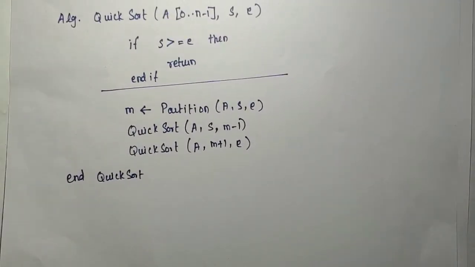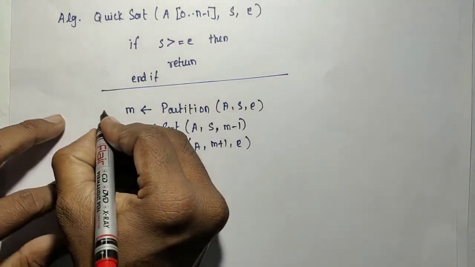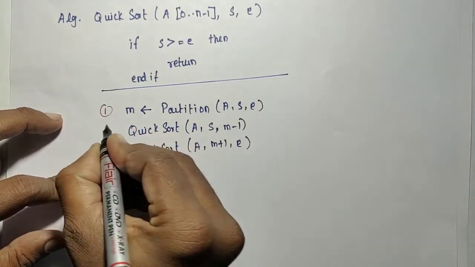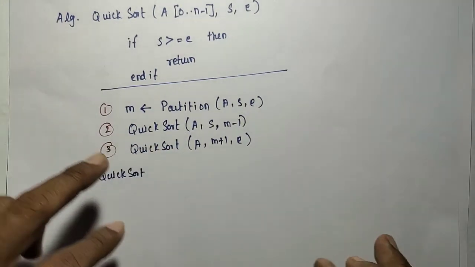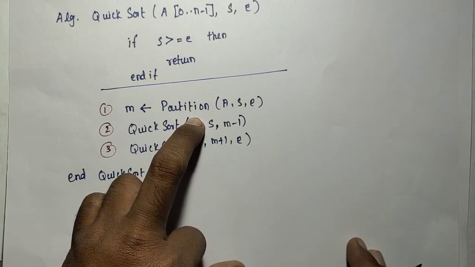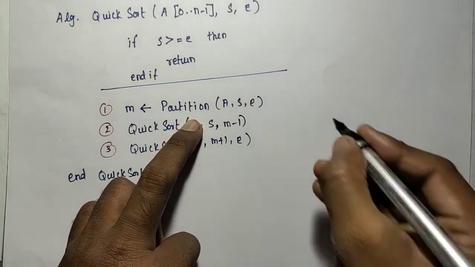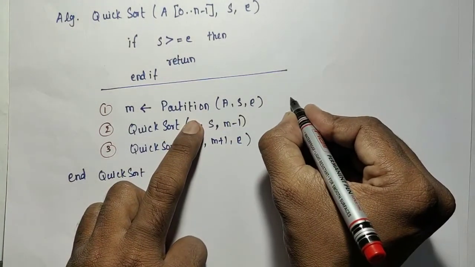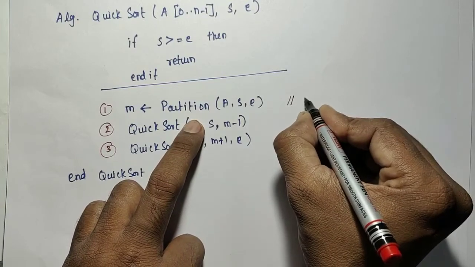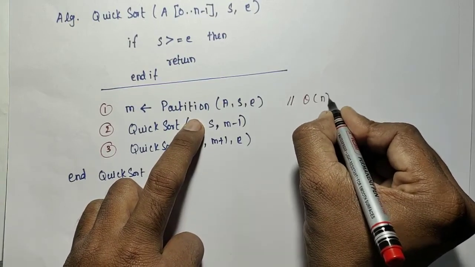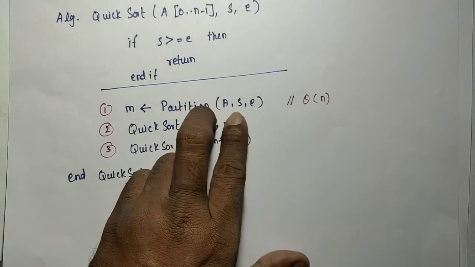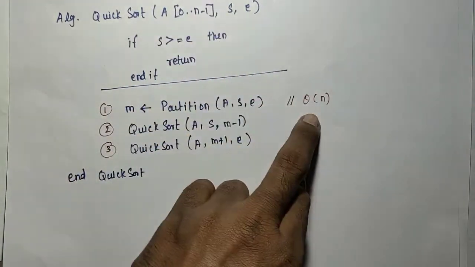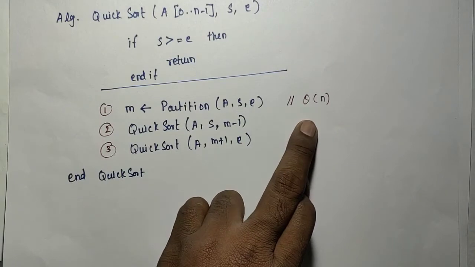Next, in the recursive case, there are 3 steps: 1, 2, and 3. The first one is calling the partition algorithm. This complexity we already found: theta of n or O of n. The partition algorithm for n elements is determined as theta of n.